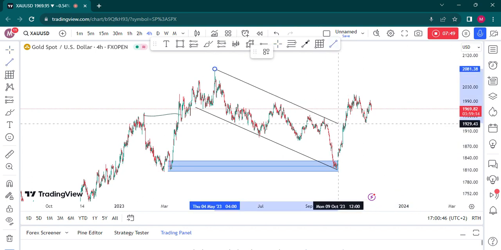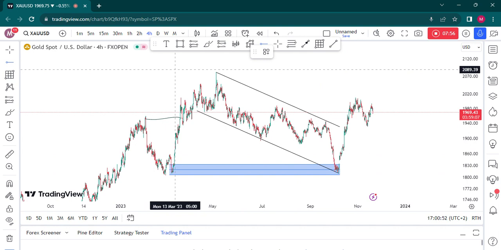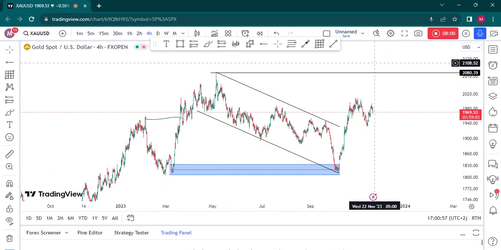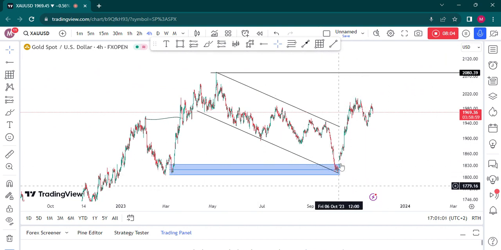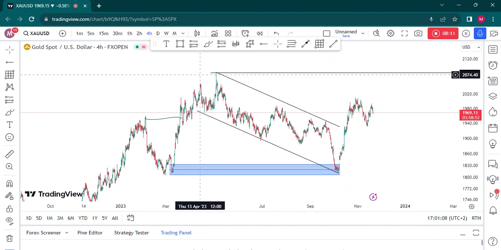Remember, with a Falcon pattern, guys, our targeted area is going to be the 90%. So this is going to be the 90%. We do anticipate that the price is going to come here. With SMC, it's still the same thing. We're anticipating the price to come here to the next high.